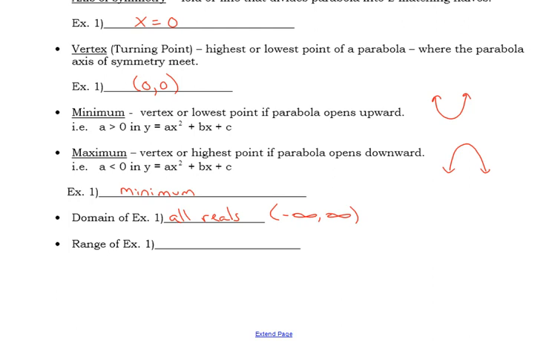However, there's a limitation for the range. The parabola goes forever up, but it doesn't go forever down. The parabola starts at 0 and goes up. So we're going to say the range is y is greater than or equal to 0. If we want to write that in interval notation, the y's go from 0 to positive infinity.